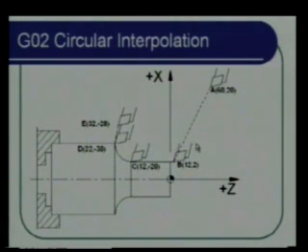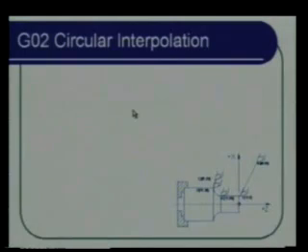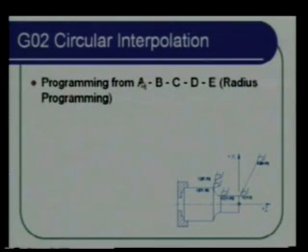Going rapid to this point, then going along a linear interpolation, and then doing a circular interpolation, and then going rapid back to this. Okay, rapid positioning, linear interpolation, circular interpolation, then going back in linear. So programming from A to B, B to C, C to D, D to E.